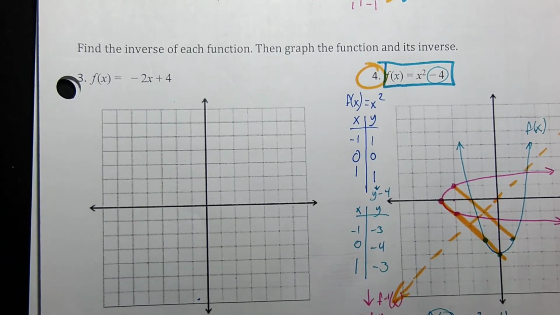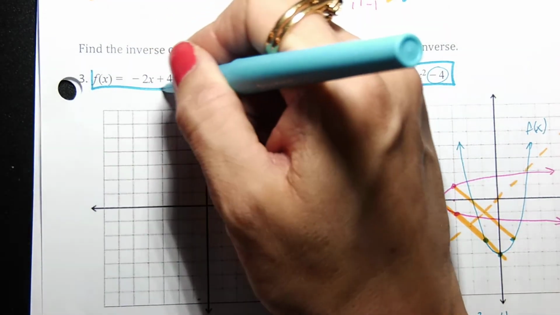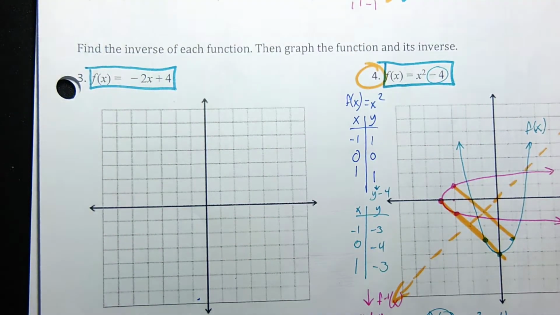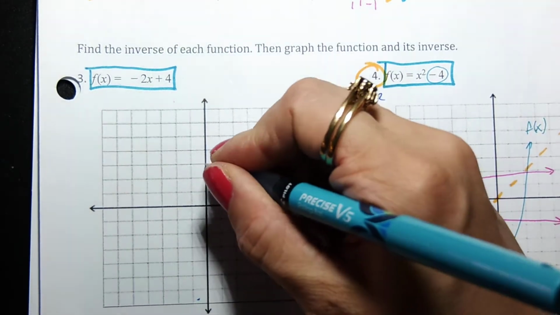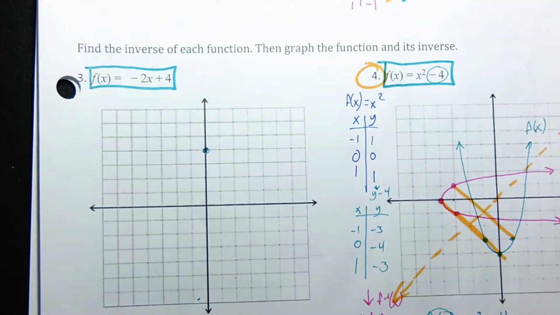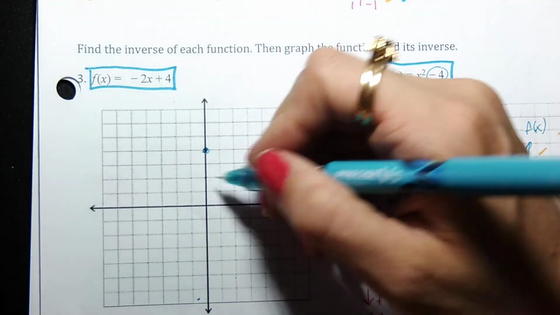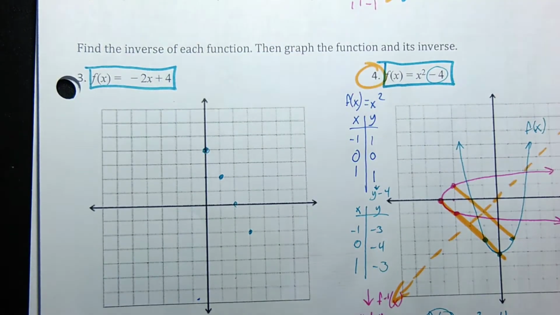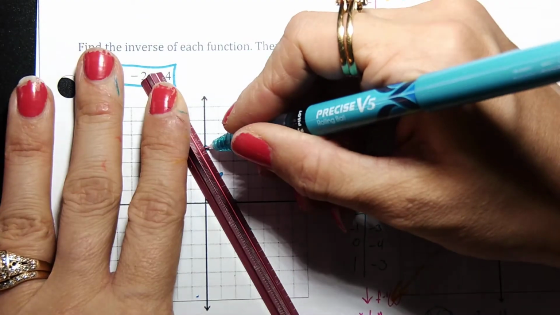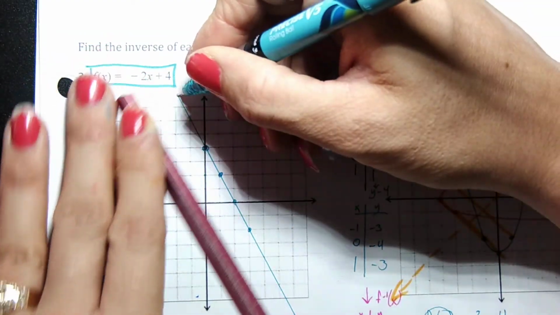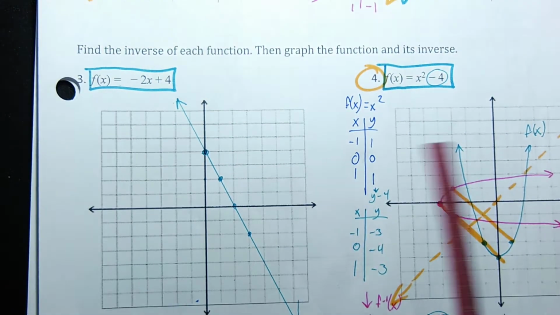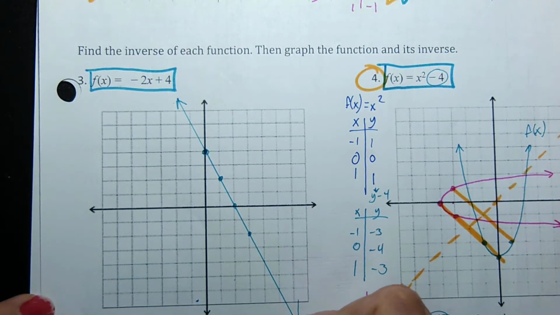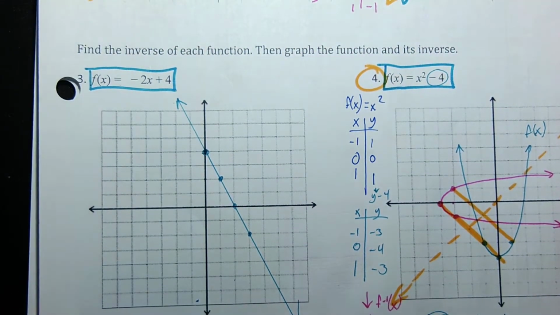So on this one, let's just start by graphing our original function. It is a line. Its y-intercept is at 4. 1, 2, 3, 4. And then its slope is down 2, forward 1, down 2, forward 1, down 2, forward 1. There's my ruler. So let's go ahead and swoosh on through those points. And make sure you have arrows on the end of it. And label it f of x.